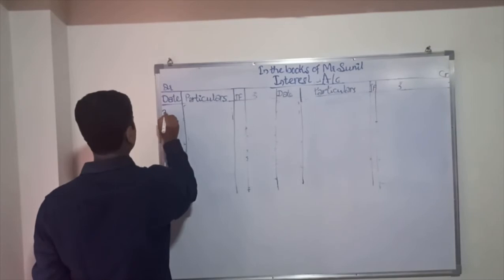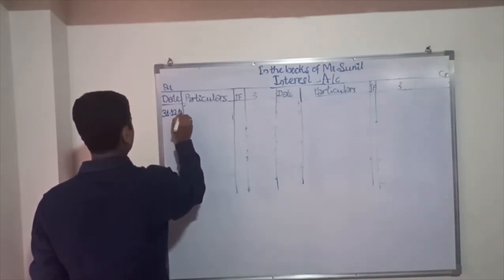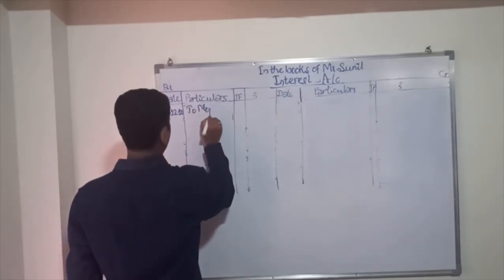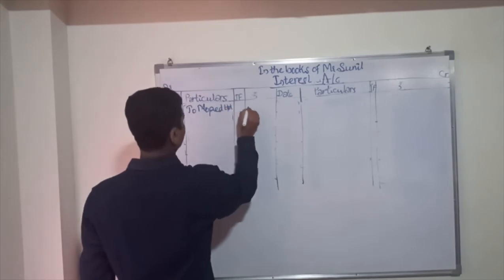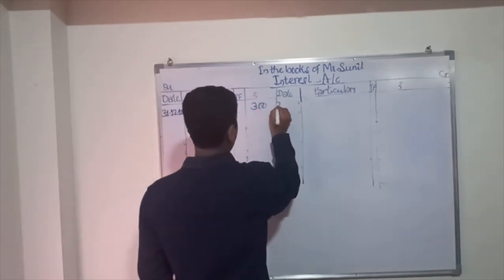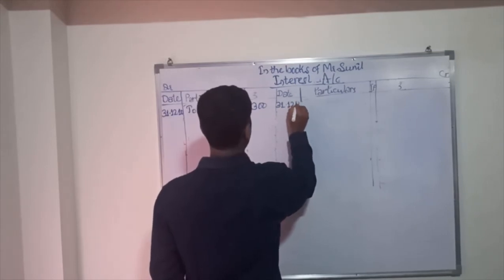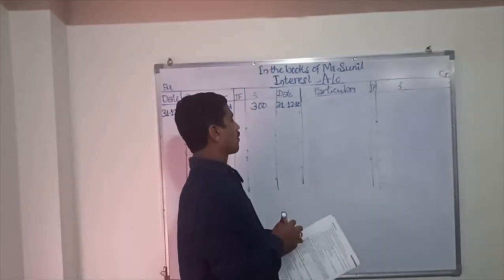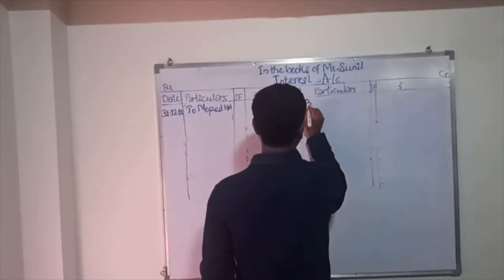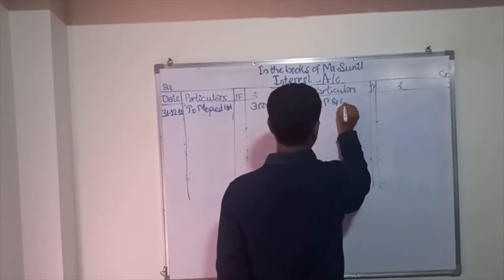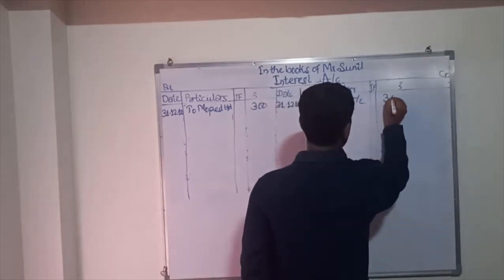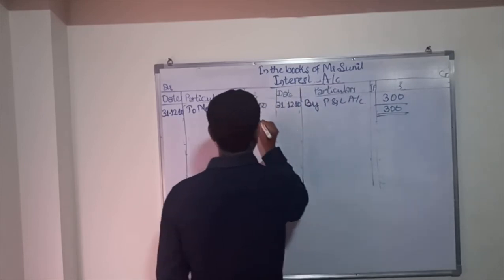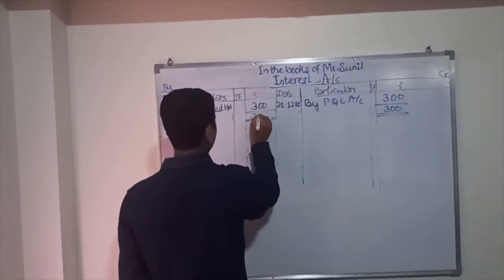On 31st 12 2010, when the interest is due, interest account is debited to Moped Limited. So interest here is 300. At the end of the year, on 31st 12 2010, when this is transferred to the profit and loss account, the entry will be profit and loss account debit to interest account. So interest account is credited by P&L account, 300. So it is balanced here. There is no balance remaining in this account.